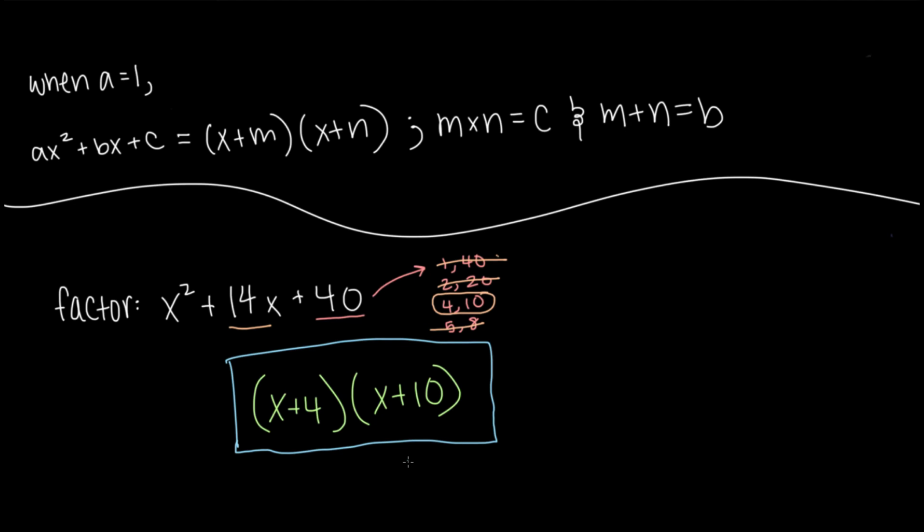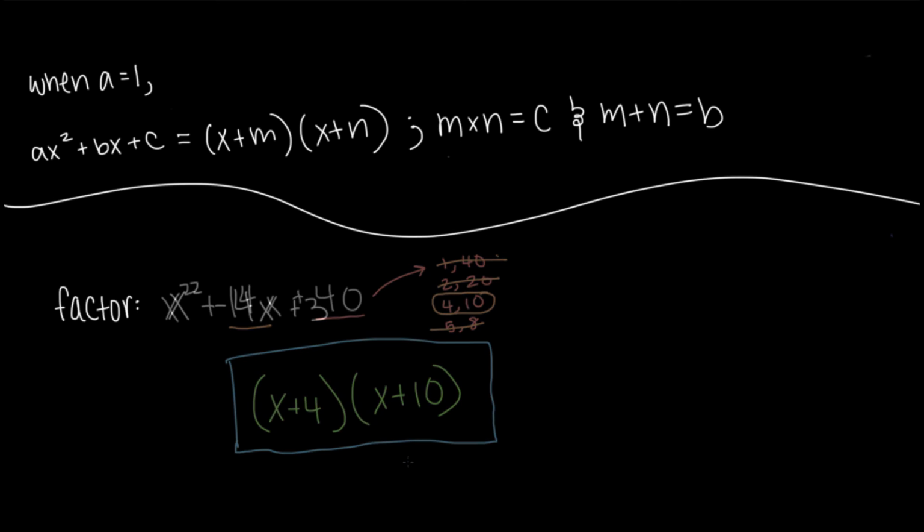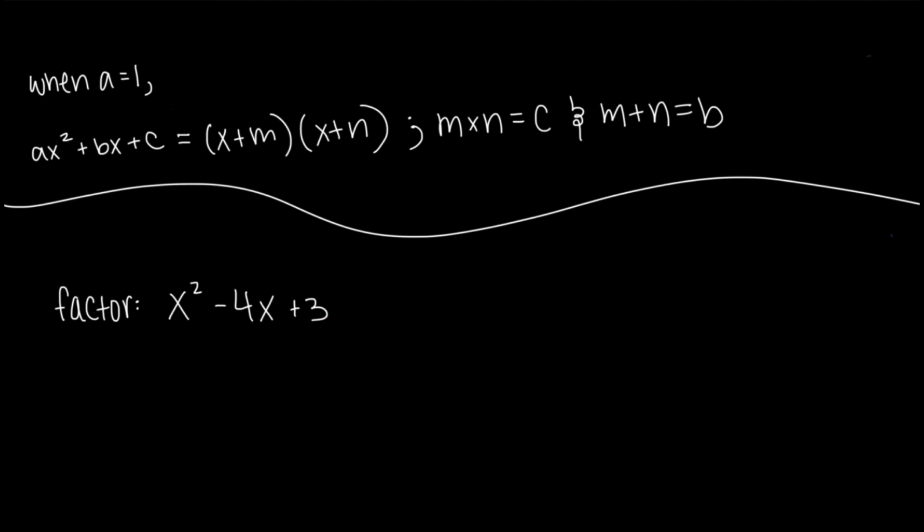Now let's move on to something a little bit trickier. So this one says x squared minus 4x plus 3. If you've noticed, the key difference in this one is that there is a negative here instead of it being added. So instead of it being added, it's being subtracted. So what do we do in this scenario?